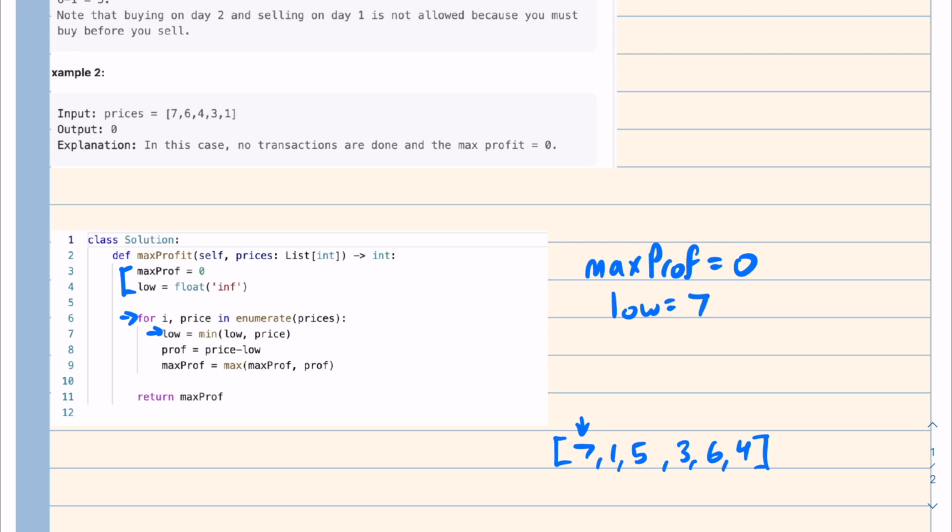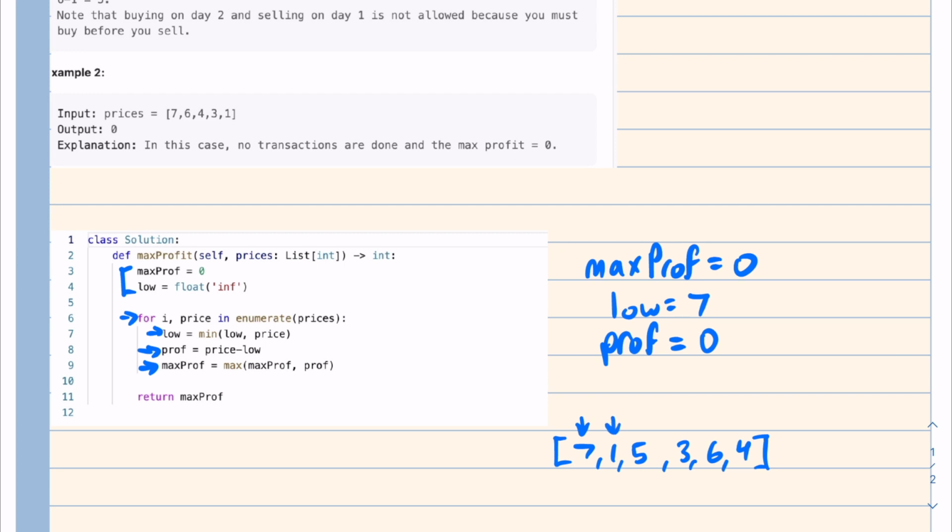Now we have a temporary profit variable that we will keep track of here. Now our profit equals our current price that we're looking at minus the low. So our low is 7 and our current price is 7. So 7 minus 7 is just 0. So we have a profit of 0. Now we take the maximum of what max profit already is and the current profit. Now the maximum between 0 and 0 is just 0, so we don't do anything. But now we repeat for the next value.